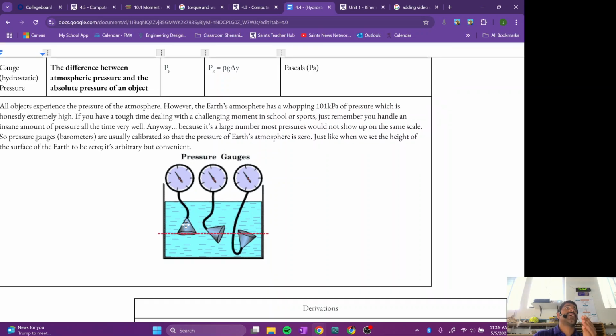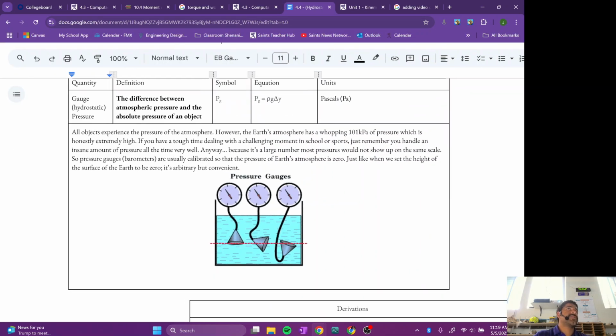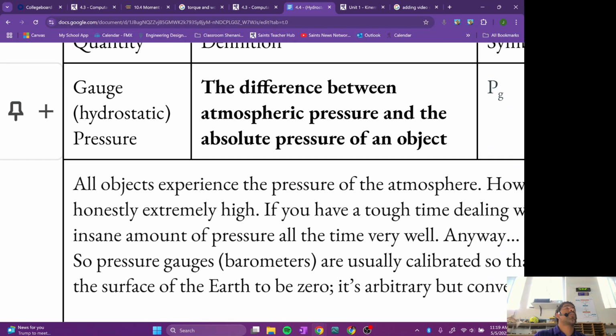And what we call this is, you can call it one of two things. Actually, honestly, one of three things. You can call it the gauge pressure. That's the most common thing it'll be called. You could also call it hydrostatic pressure, which is the pressure of the fluid that you're submerged in. Or you could call it the differential pressure, talking about the difference between atmospheric and the absolute pressure.